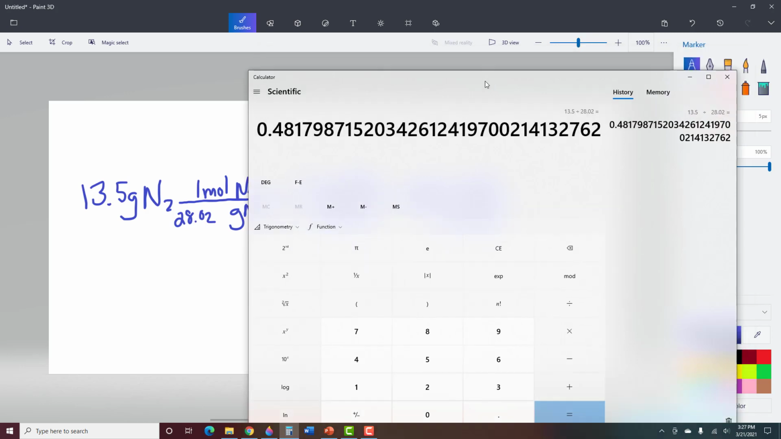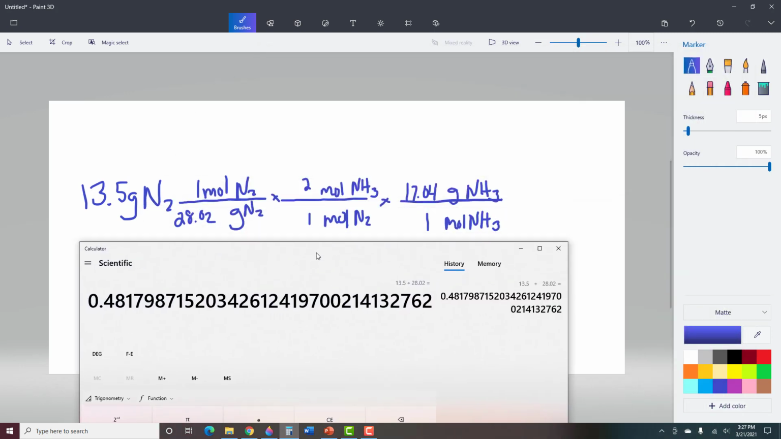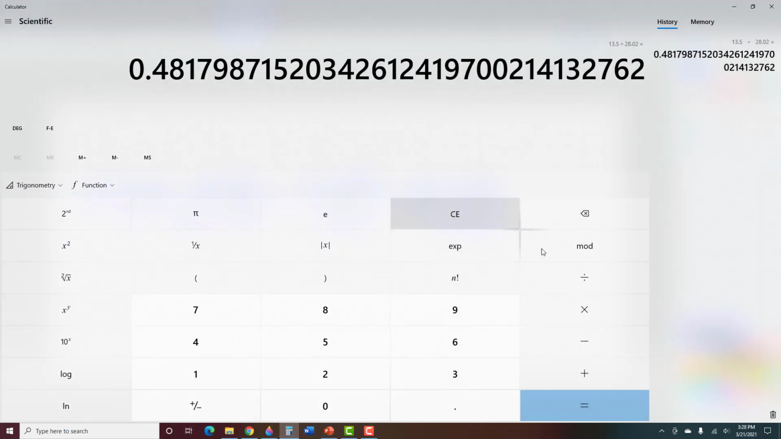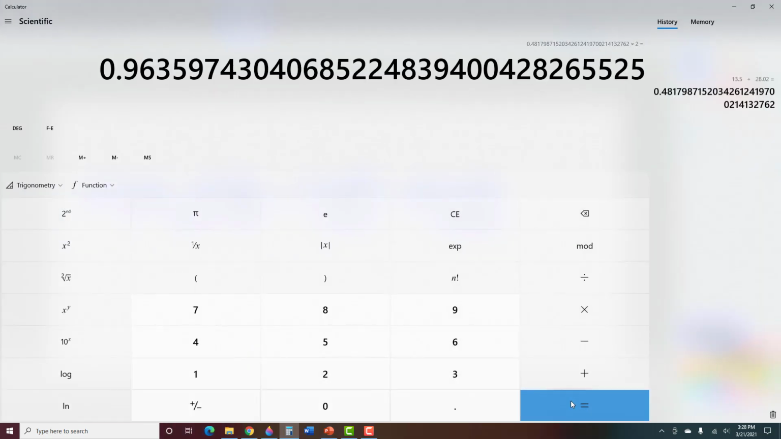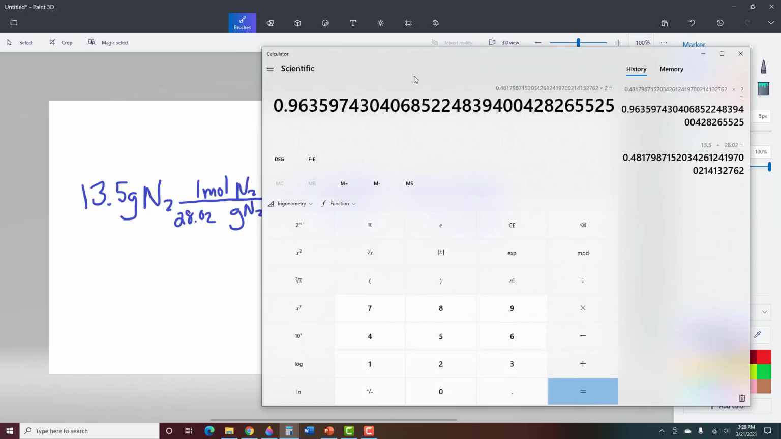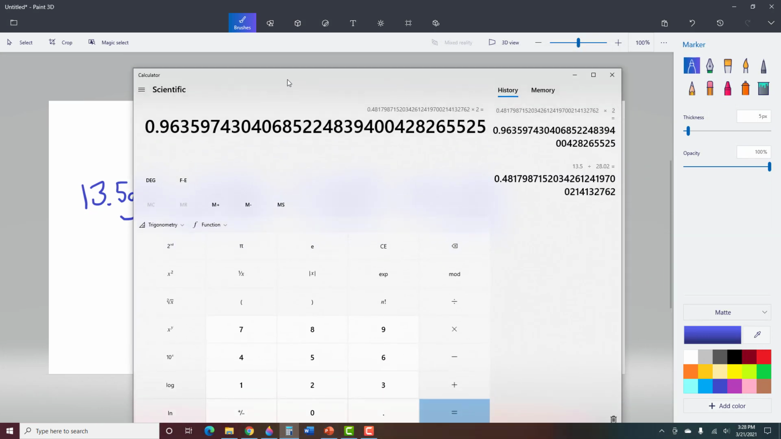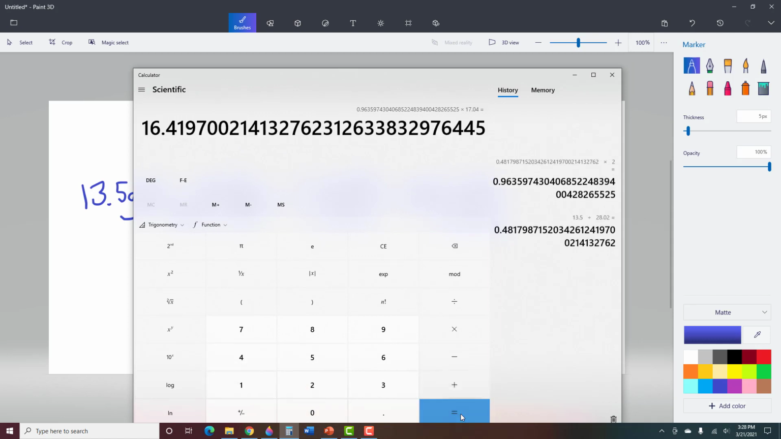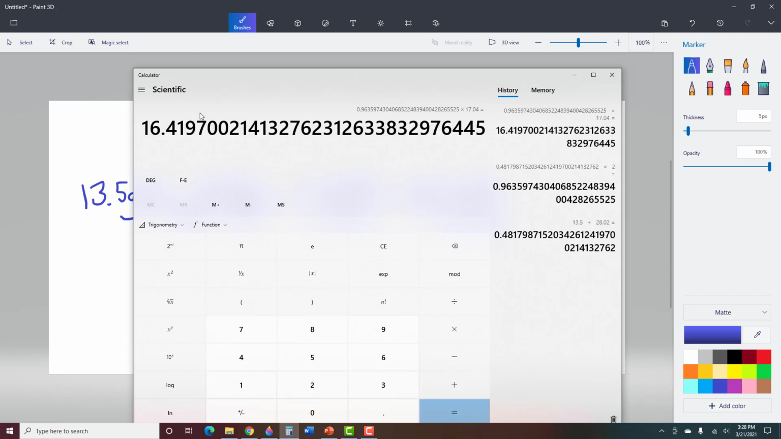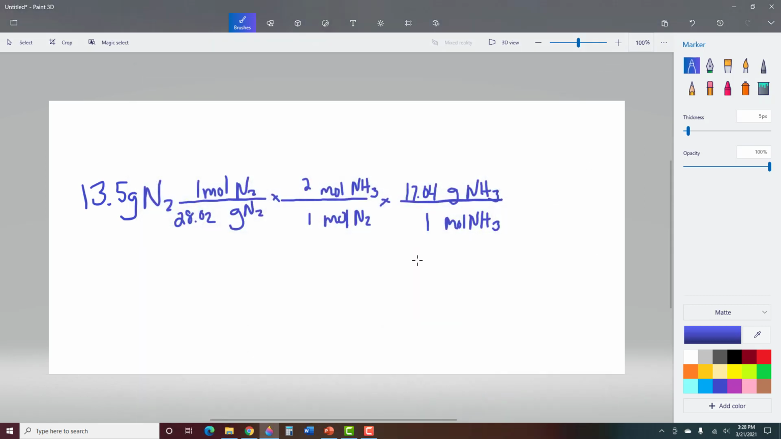So that is my first division bar. So then my second division bar, I'm going to multiply by 2 and divide by 1, but that'll give me the same thing. And then in my third division bar, I'm going to multiply by 17.04 and divide by 1, but that'll give me the same answer. And this gives me 16.42, let's say. So you're always going to round to 2 numbers after the decimal, but if there's a bigger number after it, 5 or greater, you have to round that forward. So this will be 16.42.